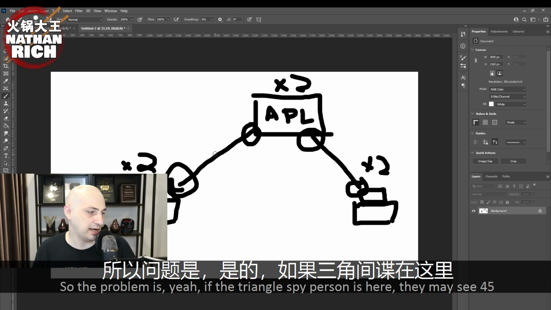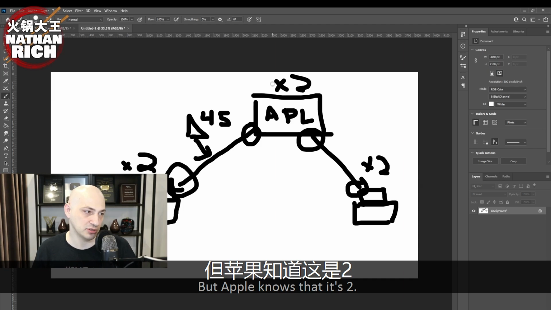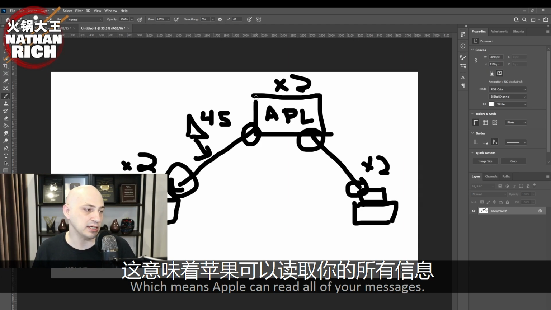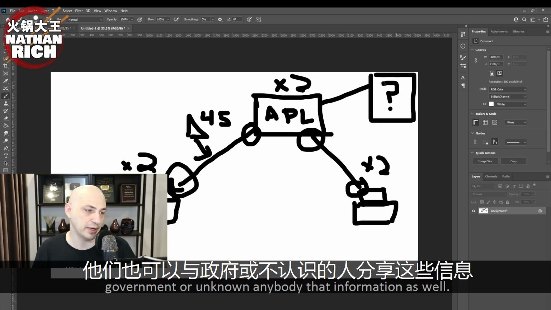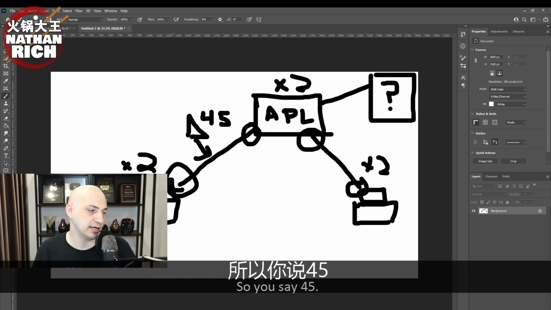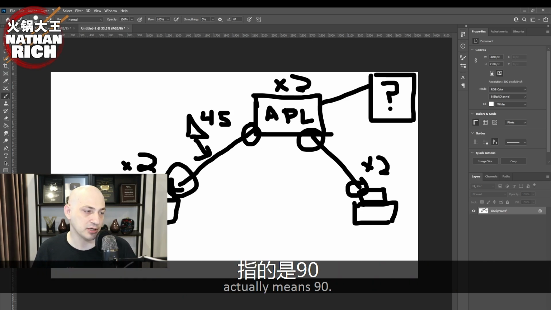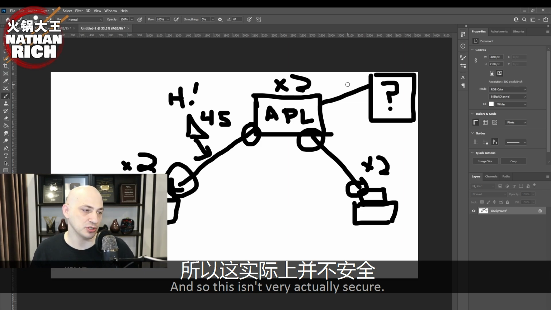So the problem is, yeah, if the triangle spy person is here, they may see 45 and they don't know what to do, so you feel protected. But Apple knows that it's 2. Apple knows what to do with it, which means Apple can read all of your messages. And because they are legally bound to do so, they can share that information with the government or unknown anybody as well. So you say 45, Apple sees 45, your friend sees 45, and all three of you know that that actually means 90. Any hacker spy may not know that, but the government will also know that. And so this isn't actually very secure.